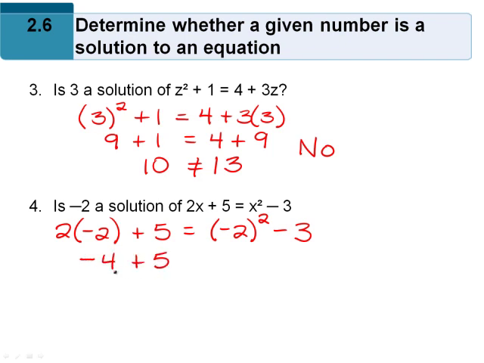So if we want to go ahead and work that out, that would just be positive 1, because you would subtract and keep the sign of the larger number. On the other side, if we do our exponent first, that's negative 2 times negative 2, which is 4 minus 3, so that's positive 4, and 4 minus 3 is 1. So we have a true statement, so the answer is yes.